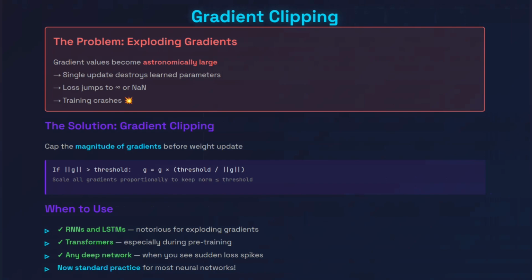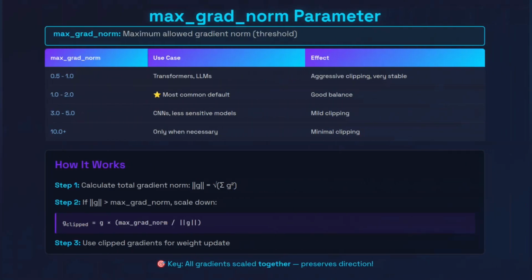If gradients exceed a threshold, we scale them down proportionally. This is now standard practice for most neural network training, especially for sequence models. The key parameter here is max grad norm, the maximum allowed gradient norm. Typical values range from 0.5 to 5.0, with 1.0 being a very common default.